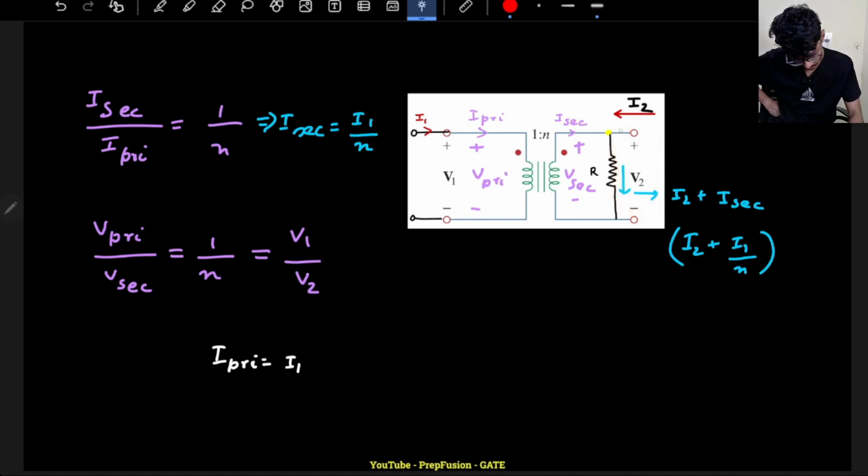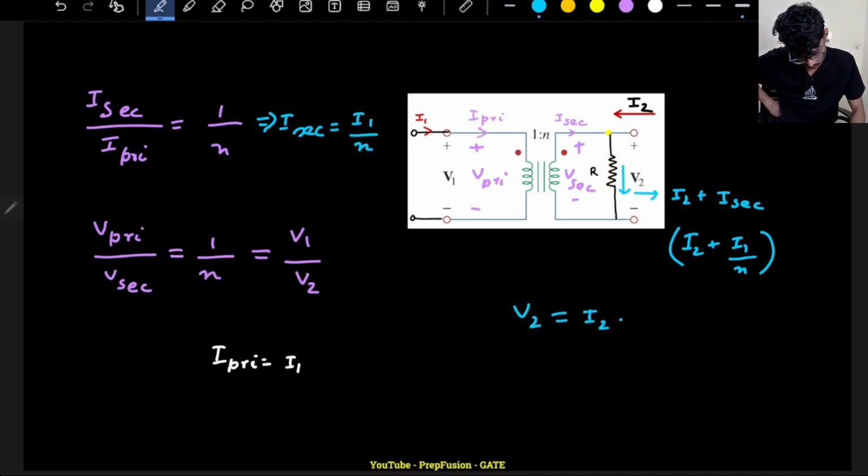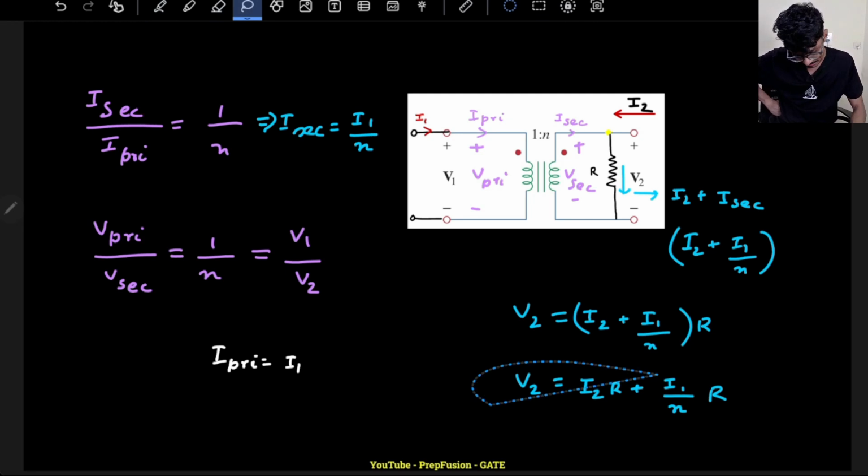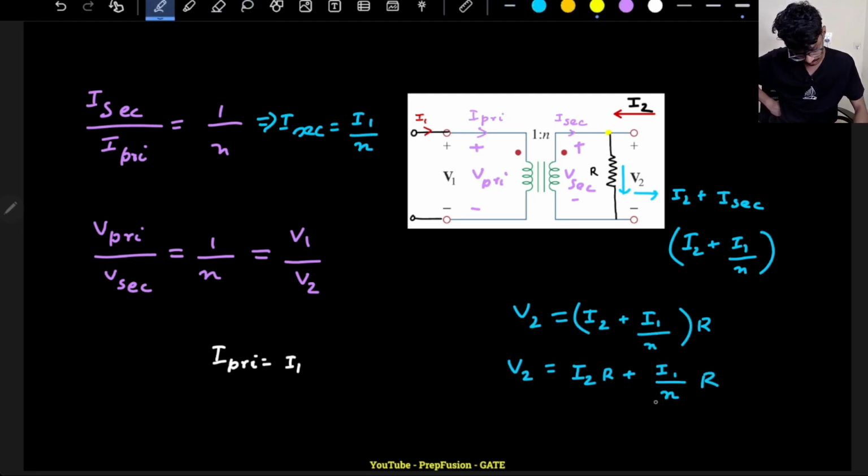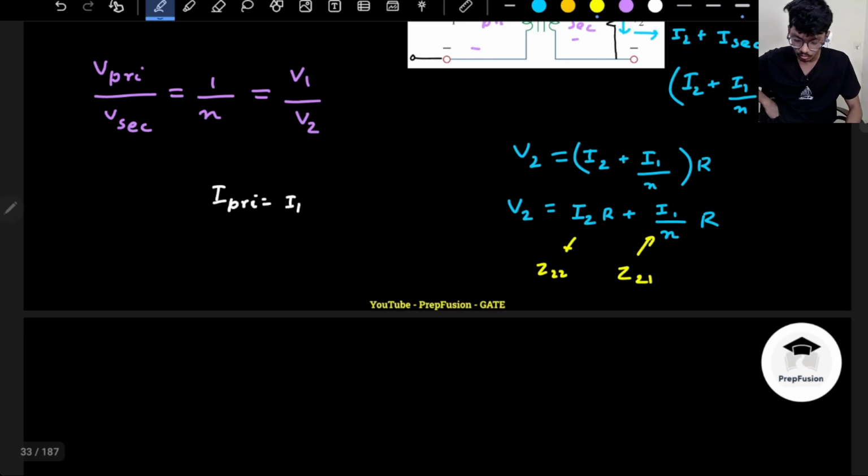Now what is the voltage drop V2? Voltage drop V2 is the voltage drop across this resistor. So V2 equals the current, I2 plus I1 by N, into the resistor R. So V2 equals I2 into R plus I1 by N into R. From here you can directly say what my Z21 and Z22 are. So Z21 and Z22 we have found out.